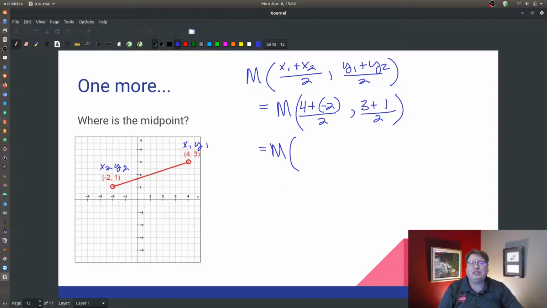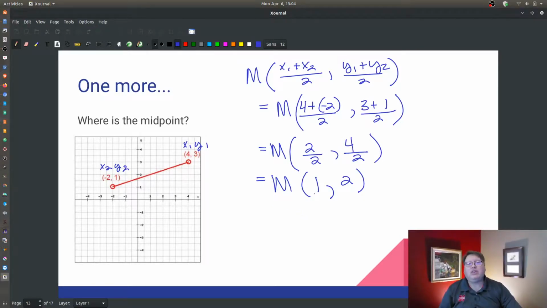Alright, so my midpoint in this case is 4 plus a negative 2, which is the same as 4 minus 2, which is 2 divided by 2. And then 3 plus 1 is 4 divided by 2. So here our midpoint is 1, comma, and 4 divided by 2 is 2. So that is our answer. That is our midpoint. And we can locate that on the graph. It occurs at 1 and then 2. 1, 2, which is right here.